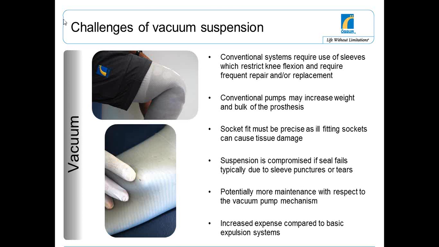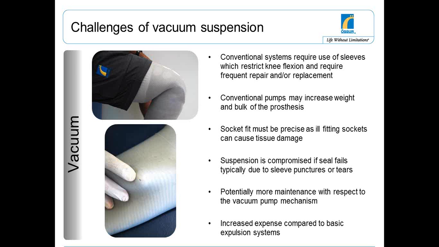So now that we've looked at some of the advantages that we know about vacuum, let's look at some of the pre-existing challenges that we've been facing over the years. Conventional systems have typically required, not in every system, but in most of the systems that are available out there, the use of some sort of suspension sleeve, which tends to restrict knee flexion. They also tend to be punctured frequently and require frequent repair or replacement of the sleeve. Conventional pumps, depending on the system, have increased weight of the prosthesis and bulk of the prosthesis in some instances.